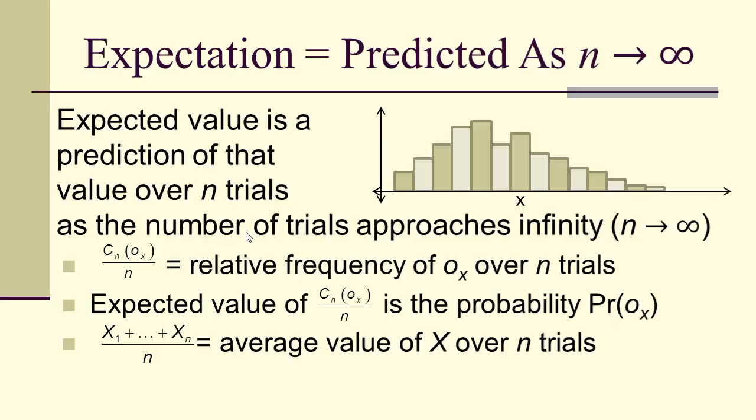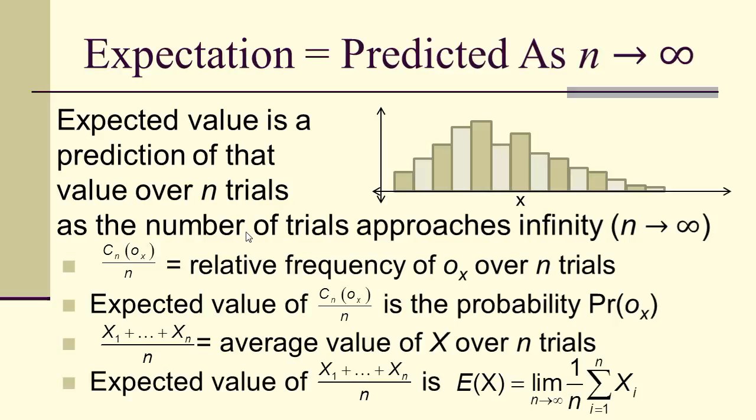So the average x1 up to xn over n, that's the average of x over n trials. Its expected value is E of x, which is the limit as n goes to infinity of 1 over n, the sum i equals 1 to n of x sub i, which is just the sum x equals 1 to capital M of x p of x.